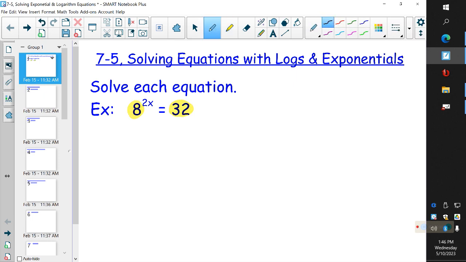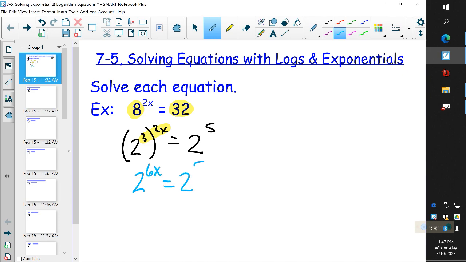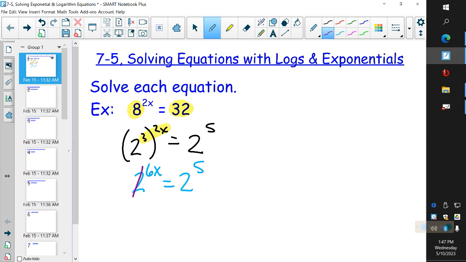So 8 and 32 have a common base of 2. So this is going to be 2 cubed raised to the power of 2x is equal to 2 to the 5th. Then these two right here is a power to a power, which means you're going to multiply those to give you 2 to the 6x is equal to 2 to the 5th. Then you are going to realize your 2's cancel out and you get 6x is equal to 5. Divide by 6.